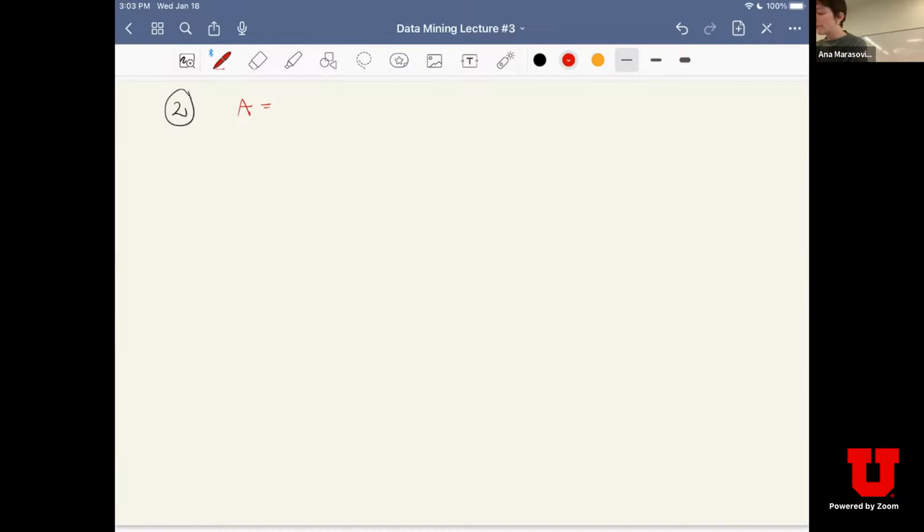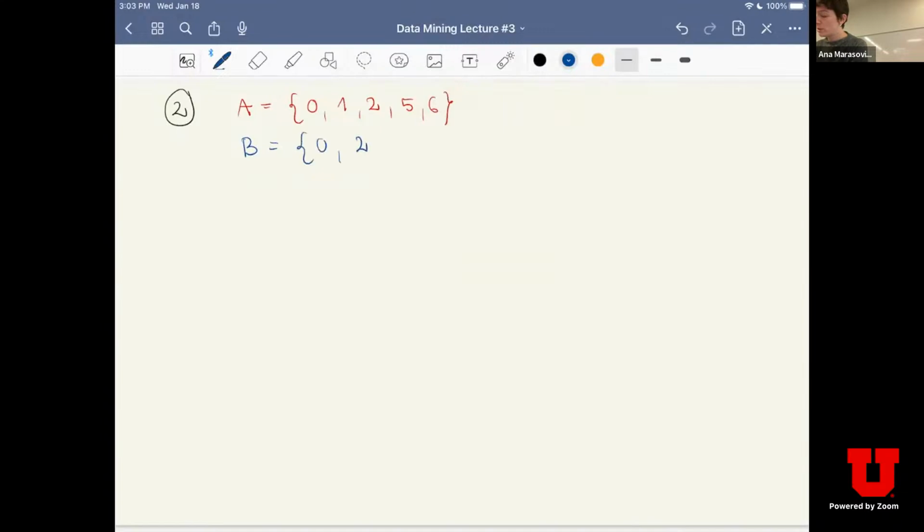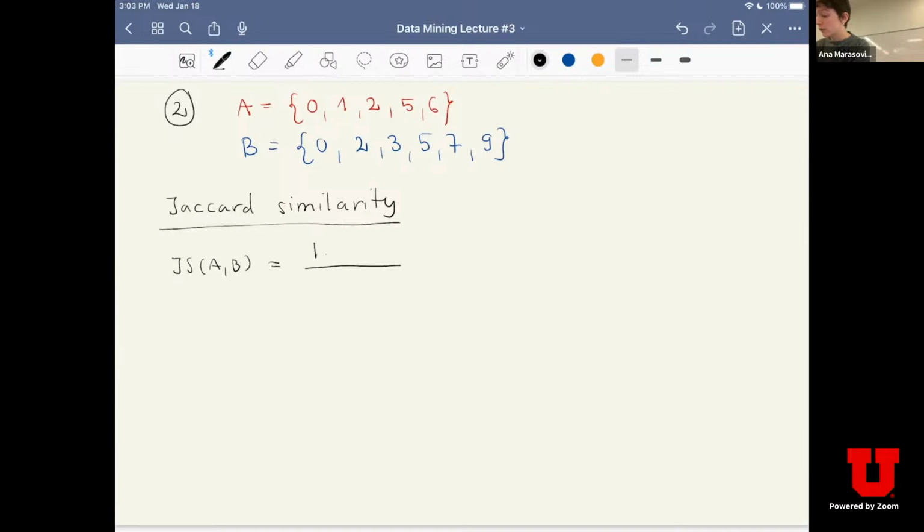Okay, let's have A be 1, 0, 1, 2, 5, 6. And let's say B equals 0, 2, 3, 5, 7, 9. Then Jaccard similarity has the following formula, always, not just for this specific example. It is equal to the size of the intersection of these two sets divided by the size of their union. So we are going to measure how similar they are based on how many shared items they have relative to all the items that exist when we collect all the items from set 1 and set 2.